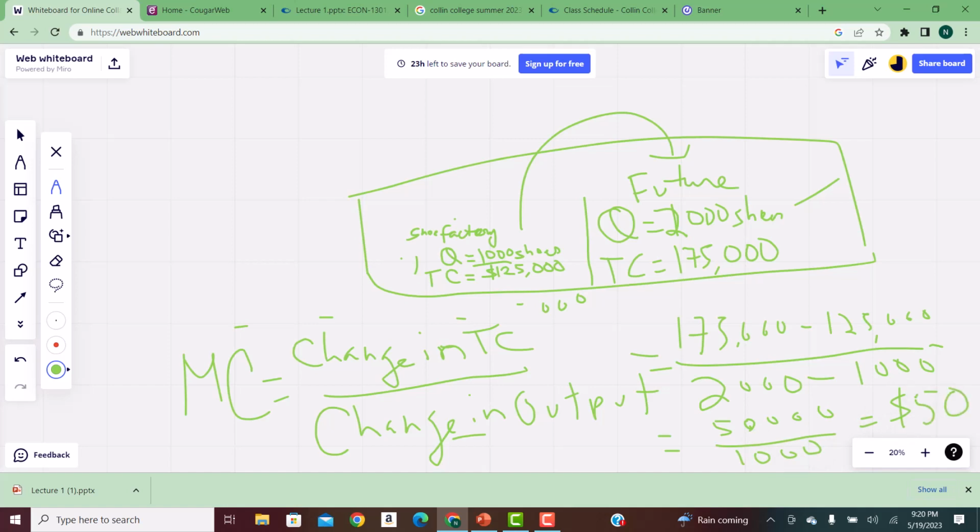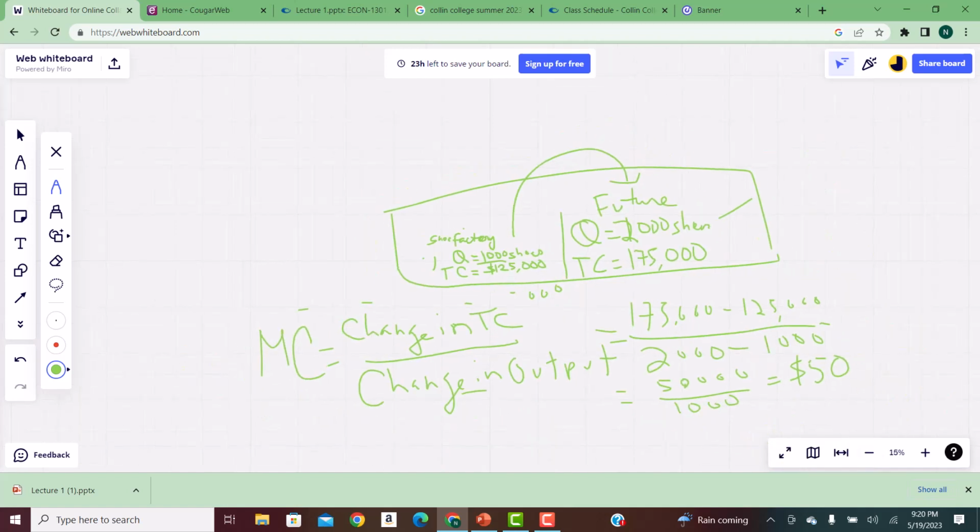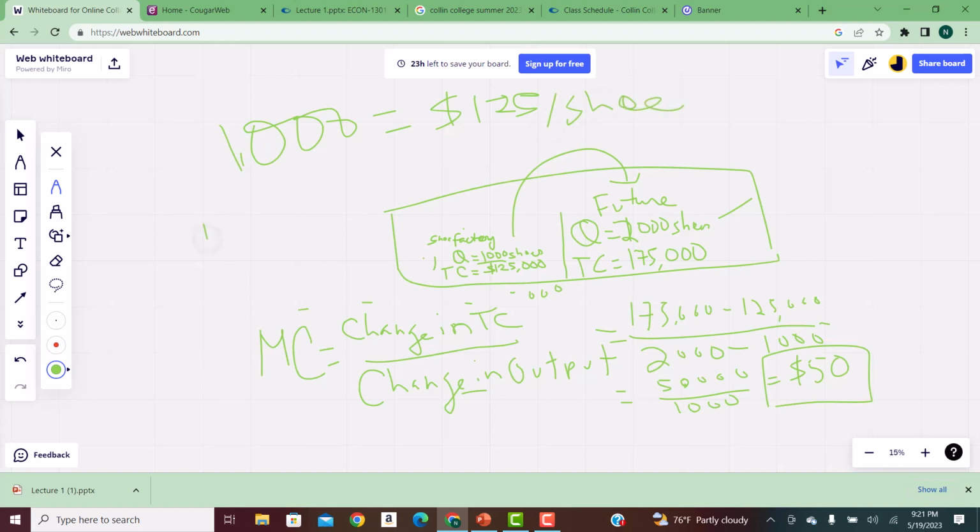So what does this $50 mean? What do we mean by this $50? This $50 is your marginal cost. What it basically means is after 1,000 shoes, you are producing 1,000 shoes at $125 per shoe. Now, after that, every shoe you produce is going to be $50. So the 1,001st shoe will be $50, the 1,002nd shoe will be $50. Every shoe will cost $50, and when you add that up, the total will go to 175.